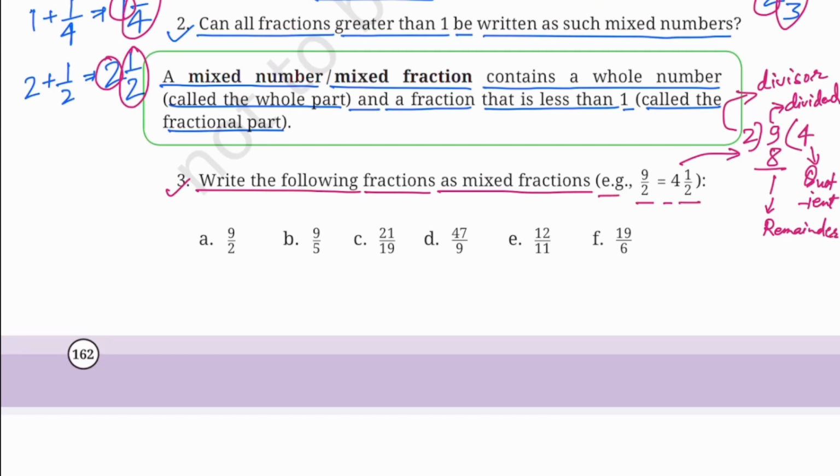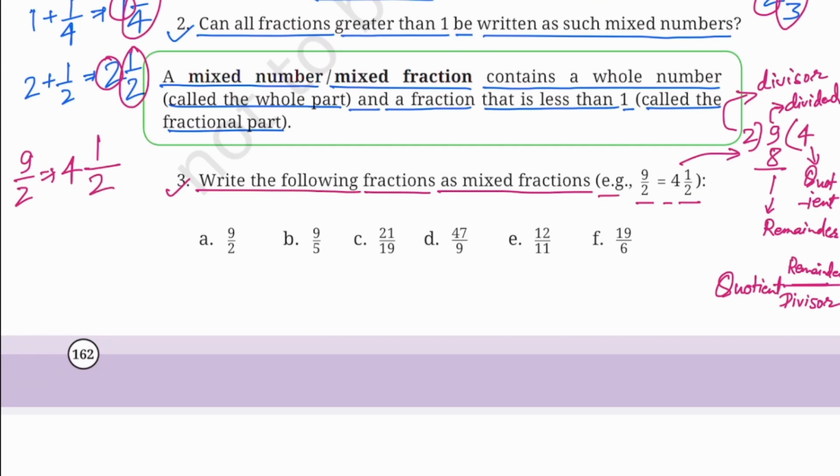The pattern of a mixed fraction is quotient, whole, remainder upon divisor. So on dividing 9 by 2, you get quotient 4, remainder 1, and divisor is 2.